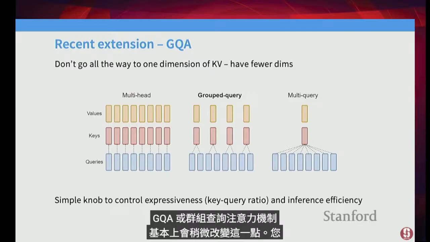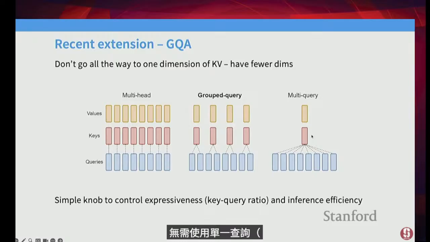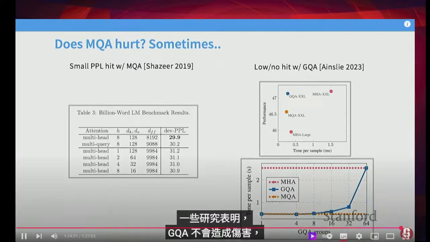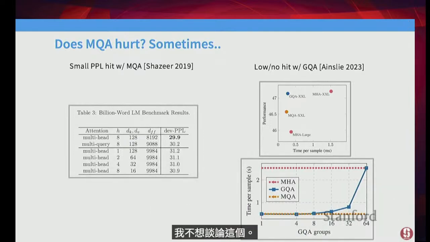GQA, or grouped query attention, basically changes this slightly. Instead of having multiple queries and a single key, you can reduce the number of keys by some multiple, and this will let you trade off between the inference time behaviors and the expressiveness of the model, because maybe going from multi-head all the way to multi-query is a little bit too aggressive. Some works show that GQA doesn't hurt, but multi-head attention hurts. I'm not going to get into that.